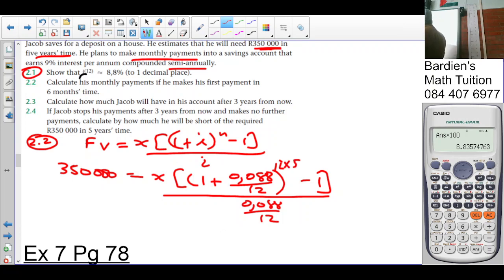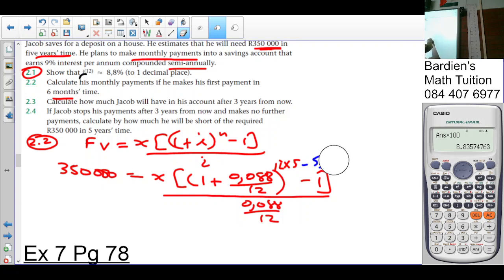Right. But is a delay of how many months? 6 months. So I must minus. I almost want to minus 5 from here. Because why 5? Because that 1 month is already accounted for within the formula. So if it's a delay of 6 months, I'm just trying to figure out now. I'm making a timeline in my head.